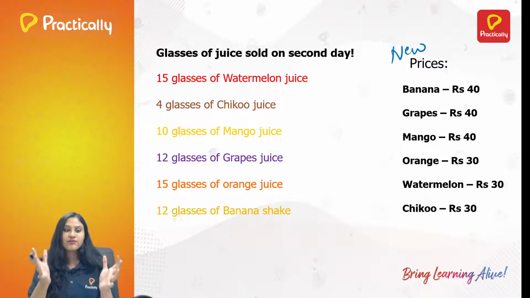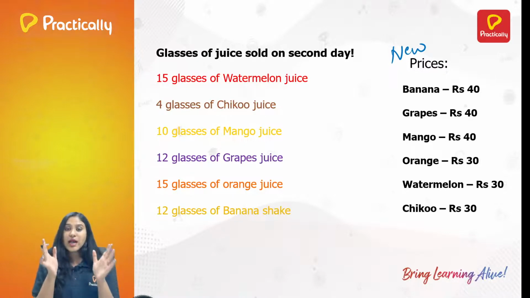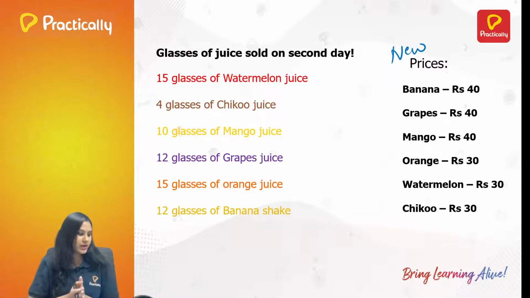Chalo, now let's find the selling price of this day. So to know the selling price, what do we have to do? We have to sum up the costs of all the juices, right? So come on, start doing it and let me know in the comments each price. I will wait for 15 seconds, okay? You have to tell me the first one. It's a very easy calculation.